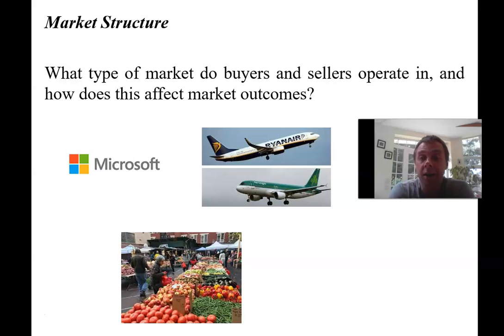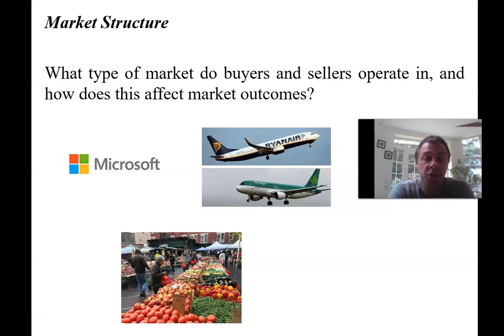Whereas in the airline market in Ireland, it's dominated by two companies, Ryanair and Aer Lingus, and when they set the price of their flights or they set their capacity on a particular route, they will have to take into account how their rival is acting as well. So if Ryanair want to increase the price of their flights, this may encourage more people to fly with Aer Lingus and vice versa.